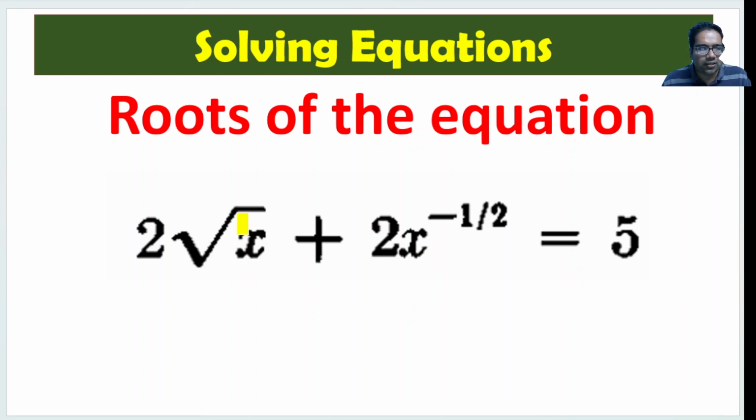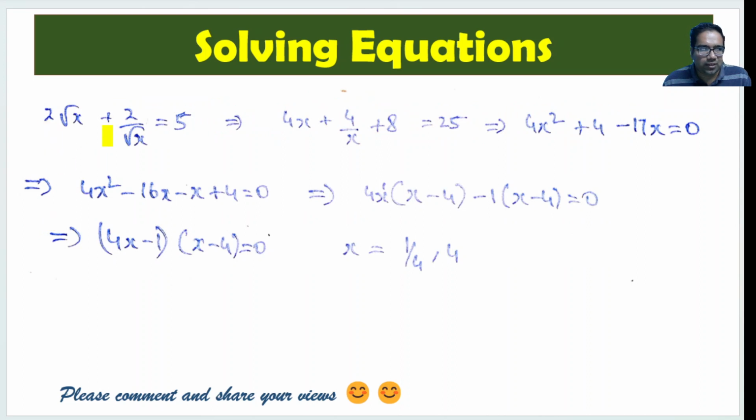This is in terms of root x. So what we should do, we should ideally try to convert. We don't want root x in the denominator. Ideally, we want to convert this into a quadratic equation so that it becomes easy for us. Let's see how. 2 root x plus 2 by root x equals 5.